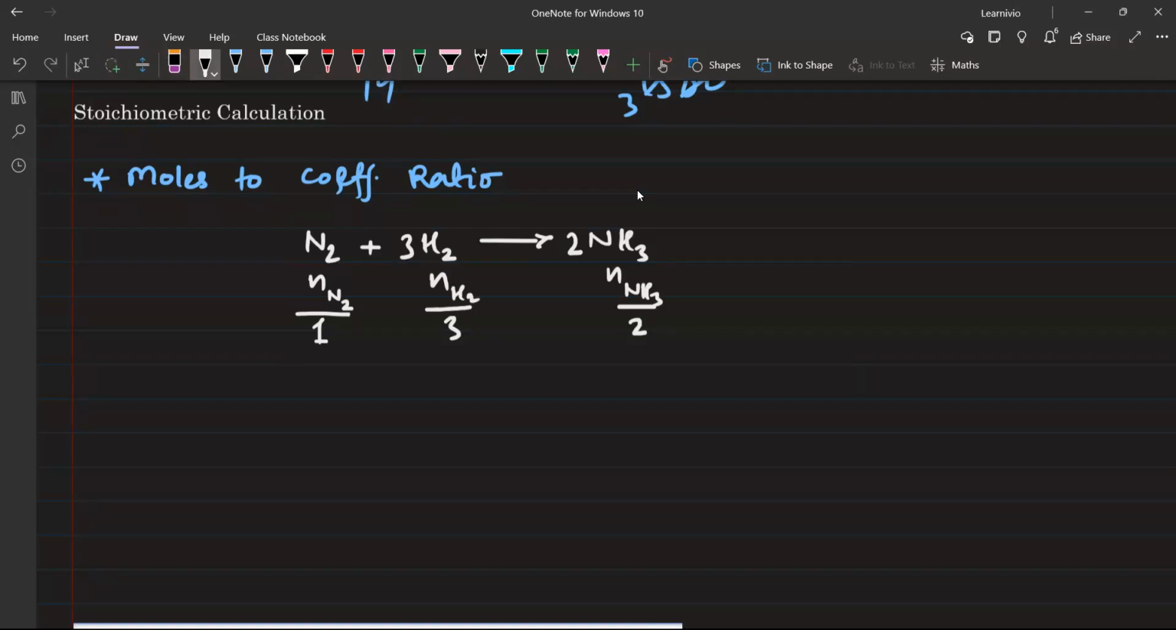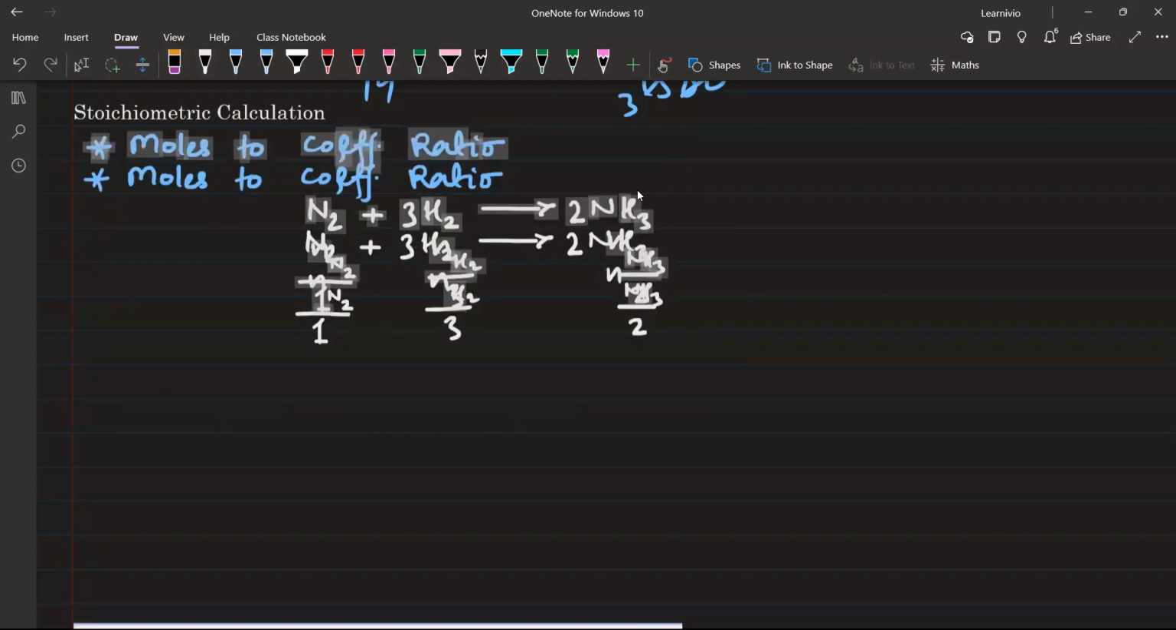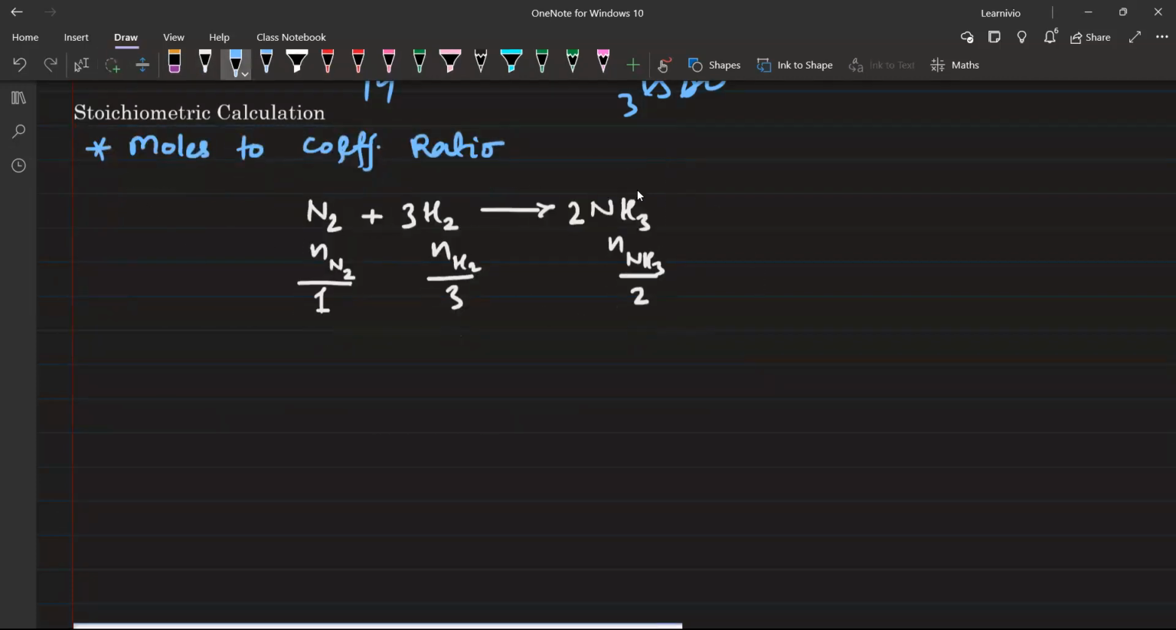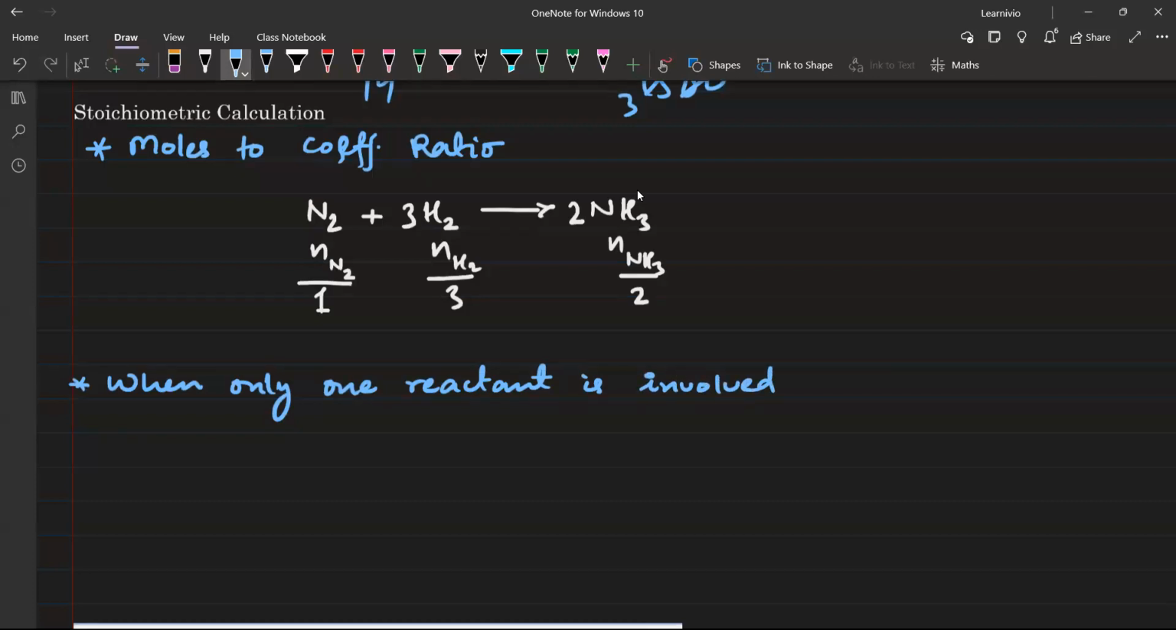Now there will be only 2 types of questions related to stoichiometric coefficient. There will be questions in which only one reactant is involved, in the question.